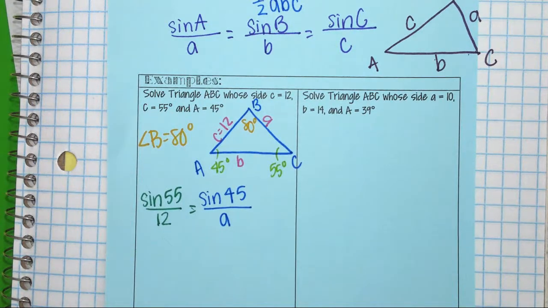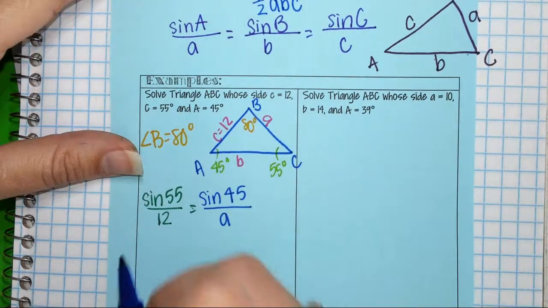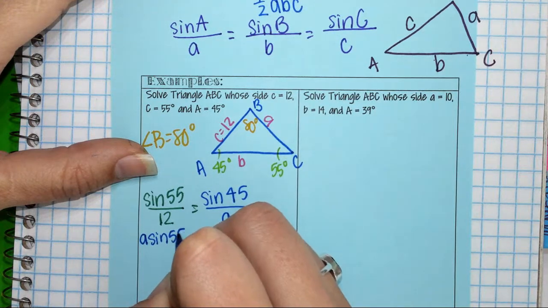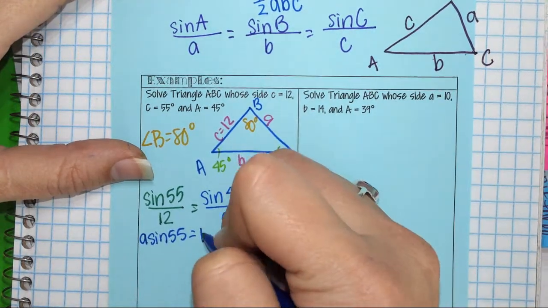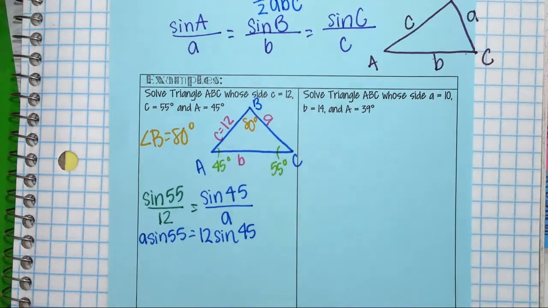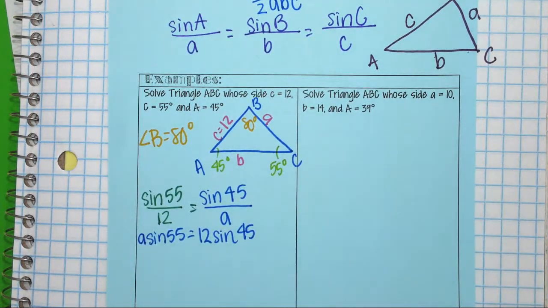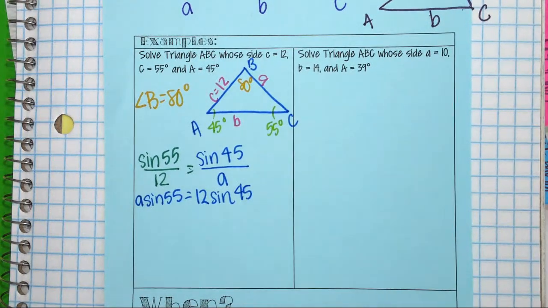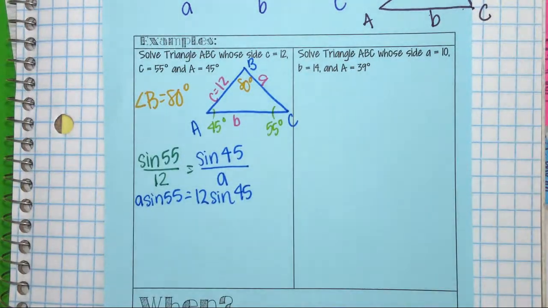How do I solve this? Cross multiply proportions. So A times sine of 55, I'm sorry, I got excited, times 12. Can't get my words out today, so I'm just going to write. How about that? So all I did was cross multiply. Now what do I do?